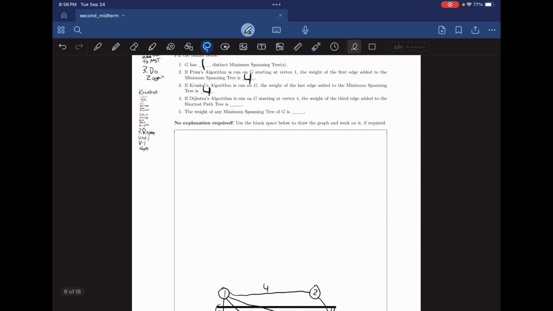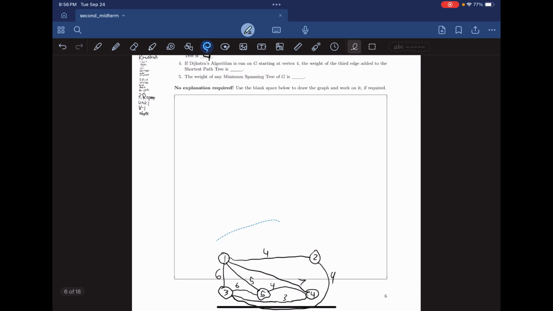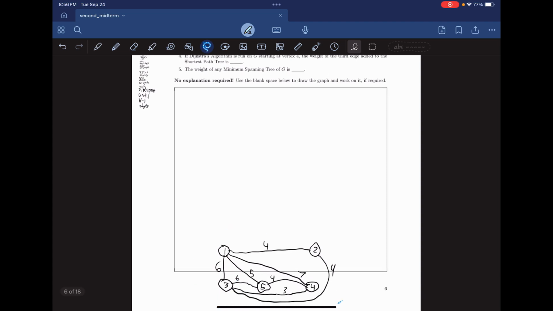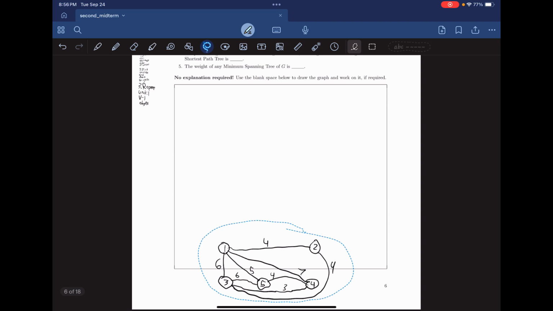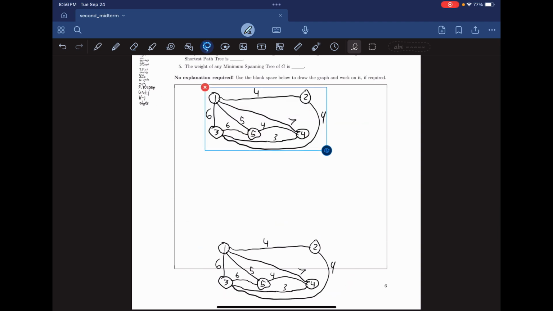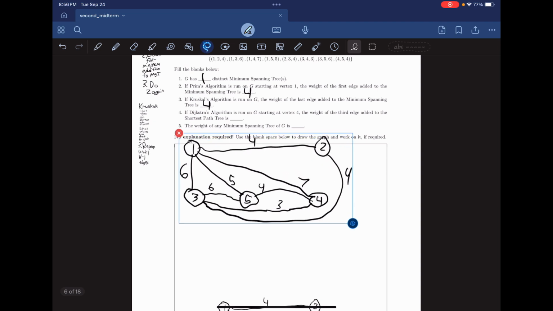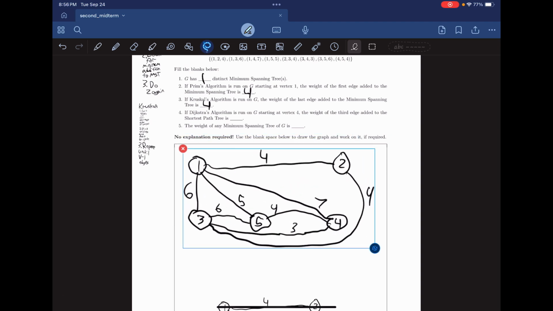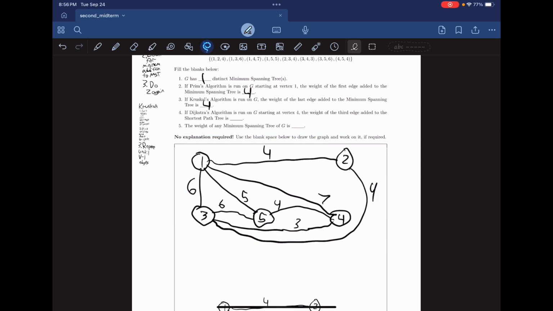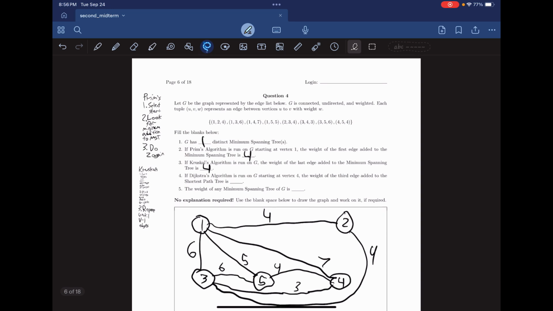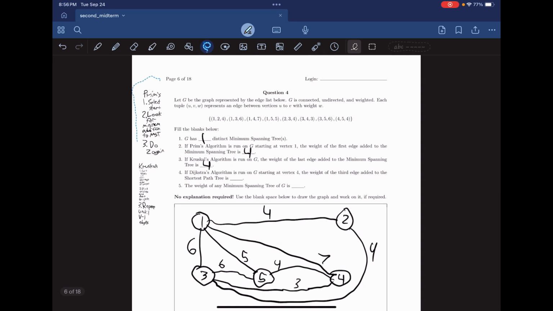Next question that we have is, if Dijkstra's algorithm is run on G, starting at vertex 4, the weight of the third edge added to the shortest path tree is blank. Once again, this question has given us a third algorithm to look at.